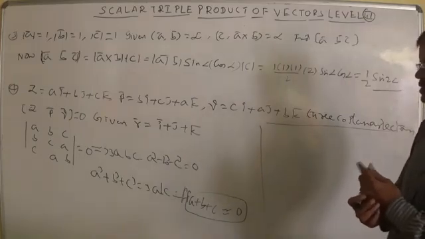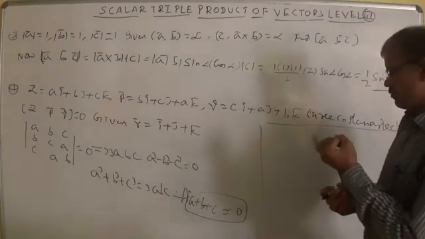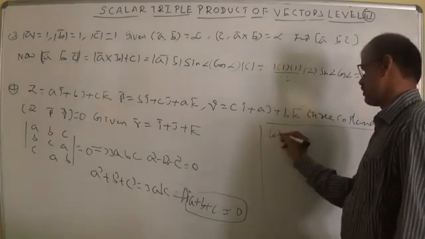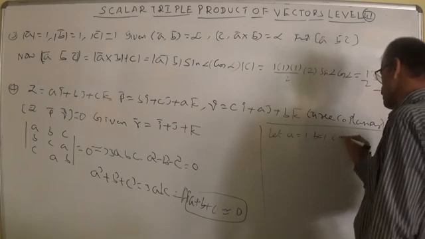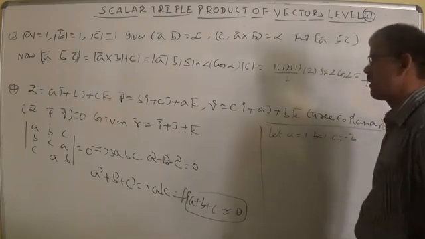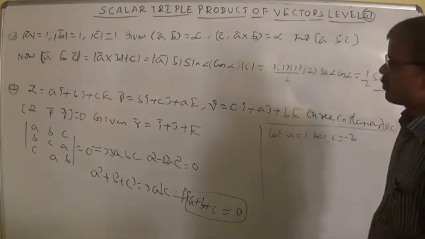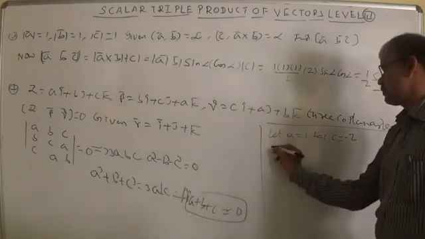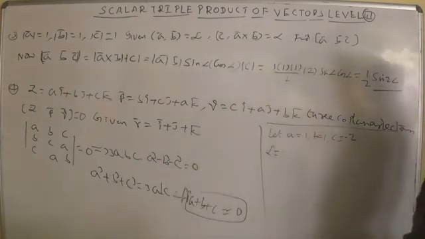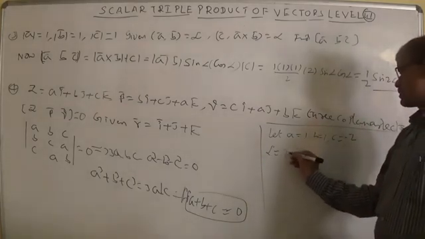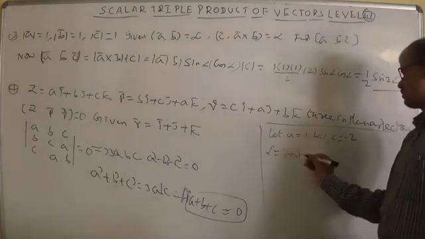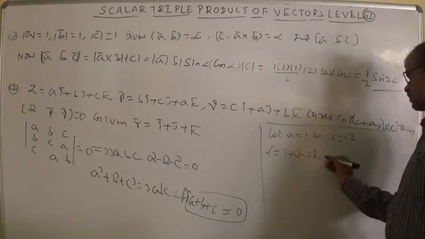Let us take 1, 1, minus 2. Let A is equal to 1, B is equal to 1, C is equal to minus 2. Now we can write alpha is equal to A value 1 I plus B value 1 J, C value minus 2 K.